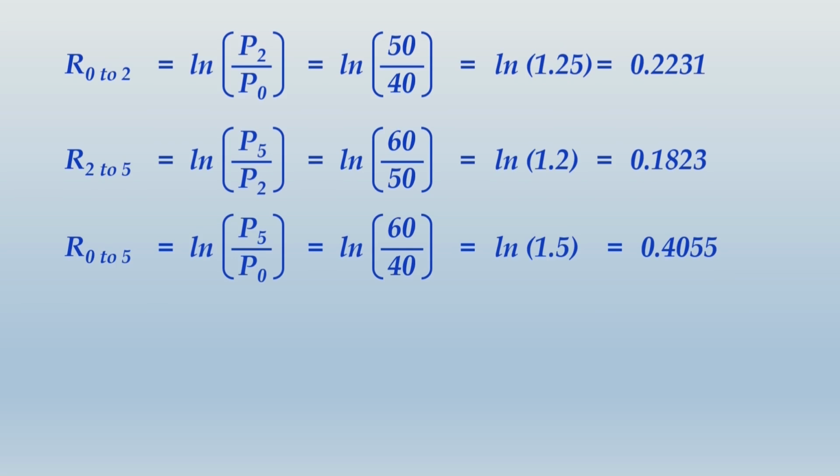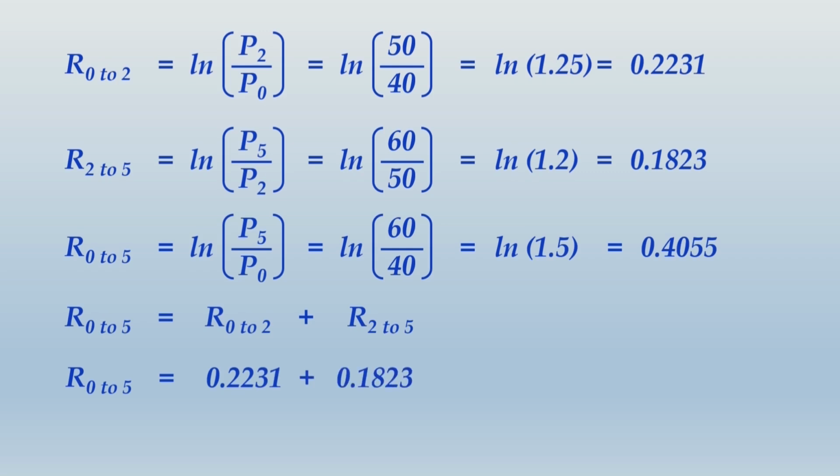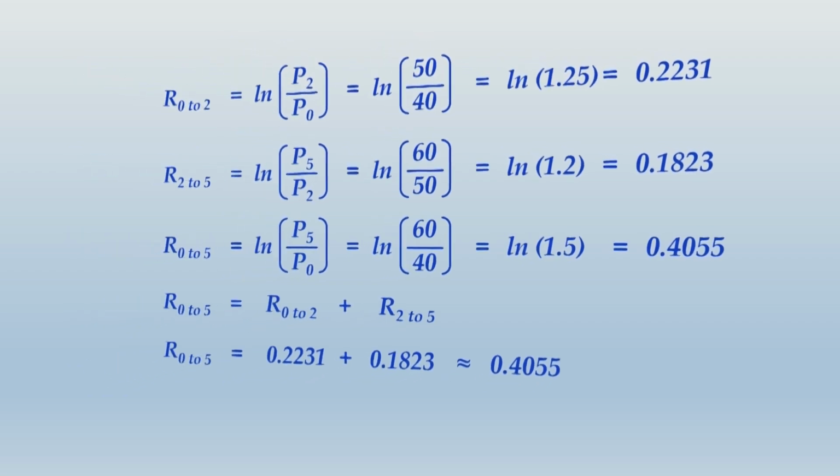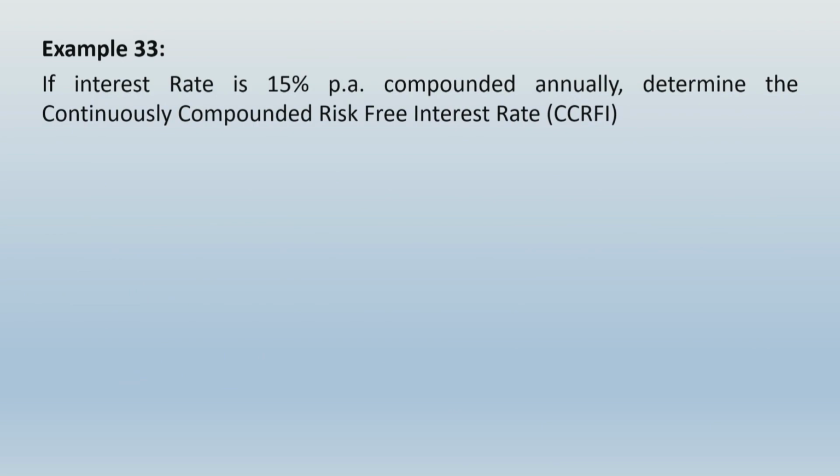So right now what I will do is to apply that additivity property. I would say R0 to 5 will be R0 to 2 plus R2 to 5, and it gives me 0.2231 plus 0.1823, which will actually aggregate to 0.4054 because of rounding difference. So I am putting the sign over here, not exactly as equal to but similar to 0.4055. Let us move ahead and take up another example, that is example 33.